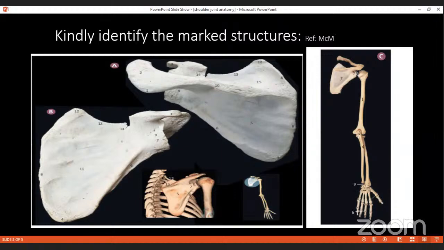In the case of the acromioclavicular joint, can you tell me if it has any articular disc? If yes, what is it made up of? I'm not sure about the answer, ma'am. Yes, they have.